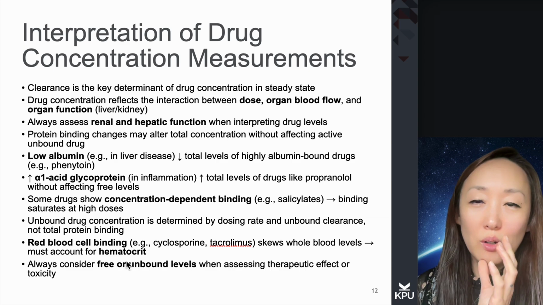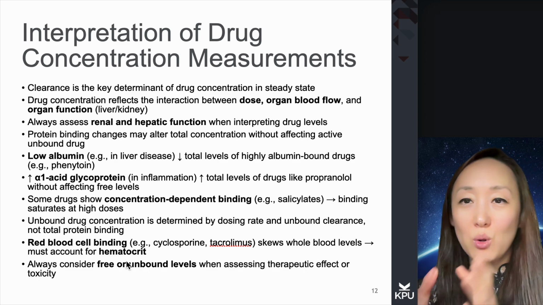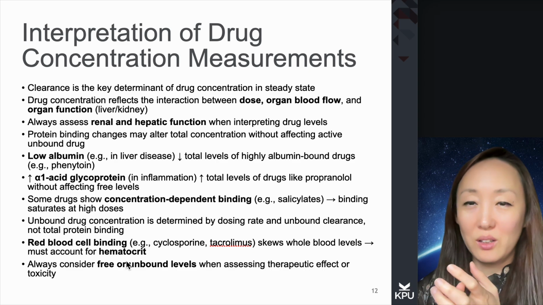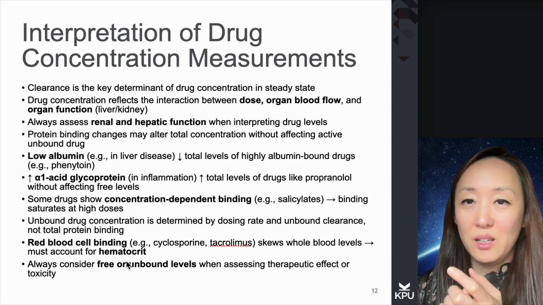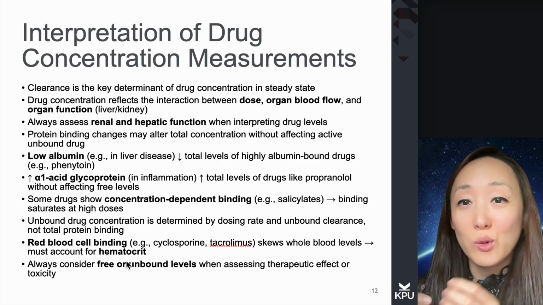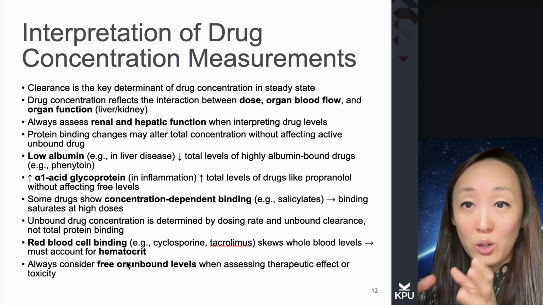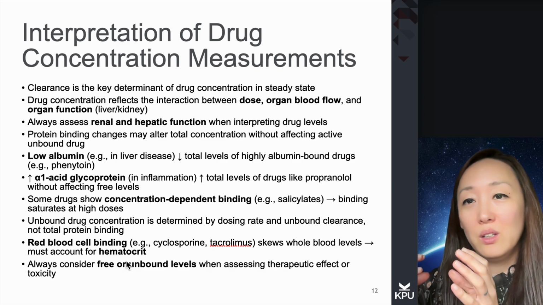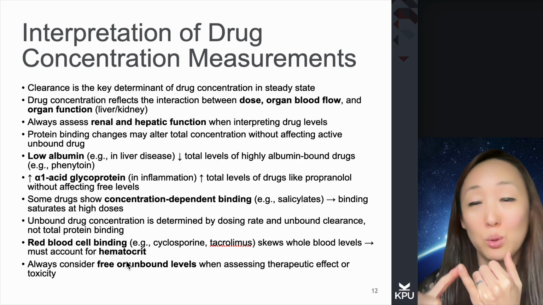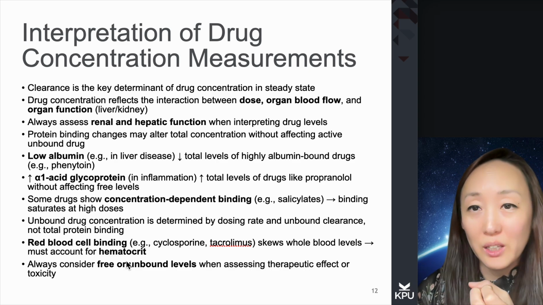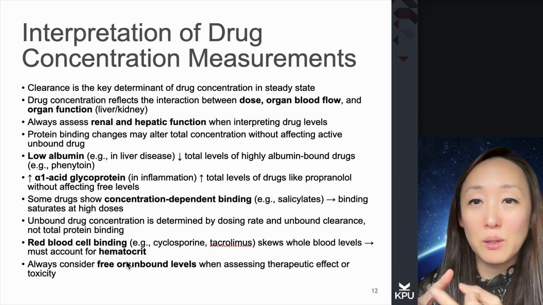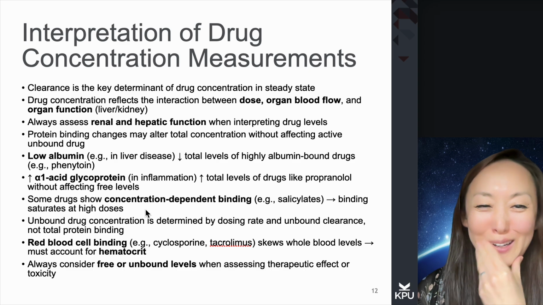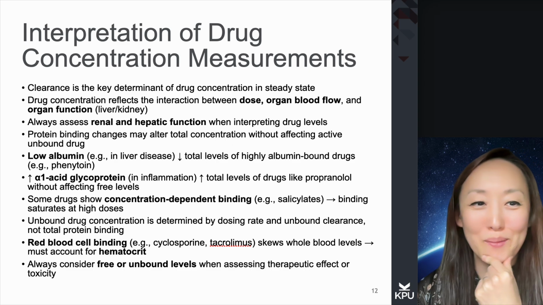So all this is to say, you always have to ask, does the number reflect the free active drug? And we can't overreact to a low or high total drug level until we've considered protein binding, clearance, red blood cell hematocrit level, as well as the dosing rate. Lot to think about.